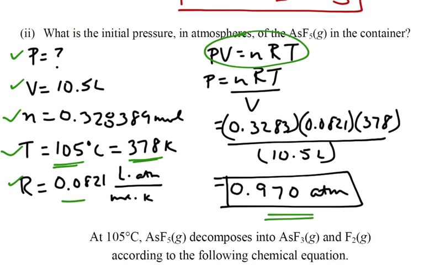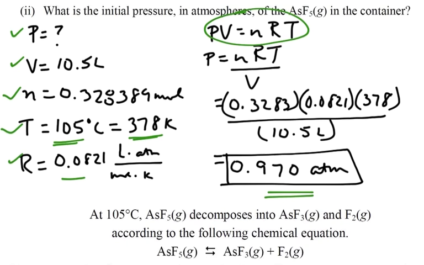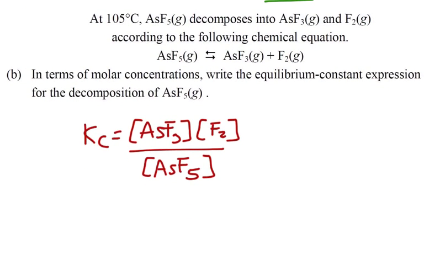Now, we get to our next part, and that is at 105 degrees, AsF5 decomposes into AsF3 and F2. And when that happens, write the equilibrium constant expression in terms of molar concentrations. So they're saying write the Kc as opposed to the Kp. We could go both ways on this because they're gases, but just write the expression. So that's an easy point right there.